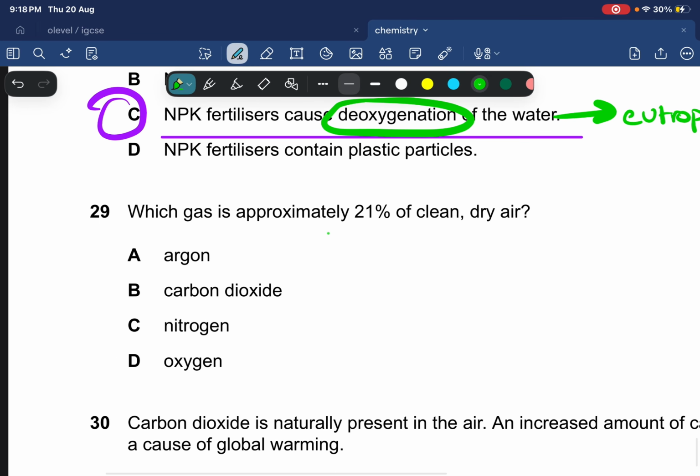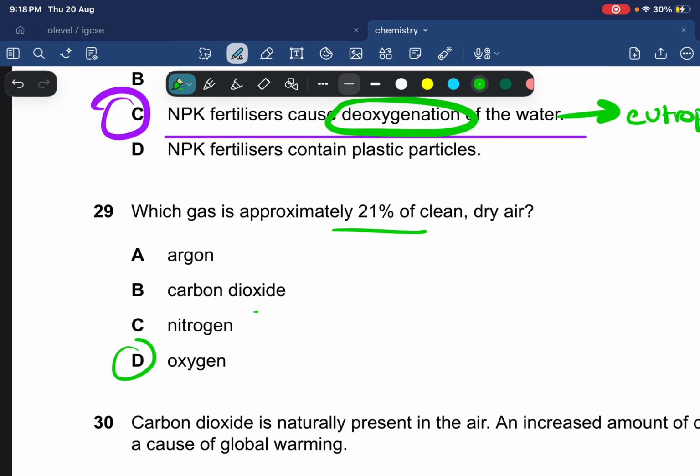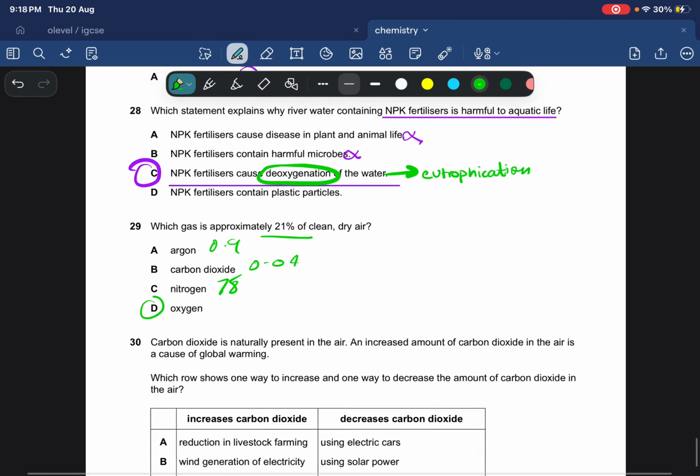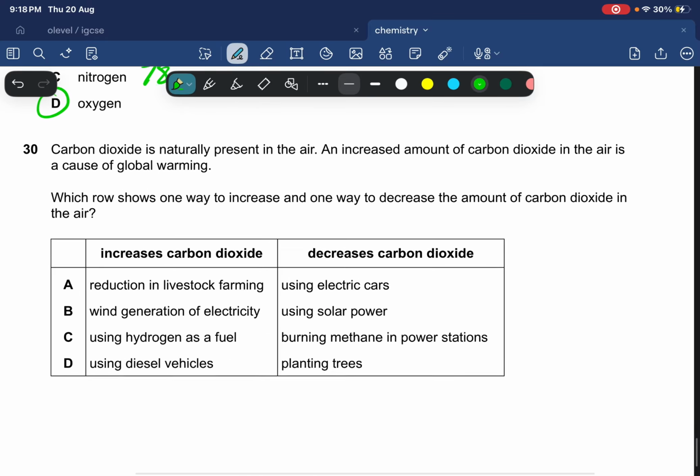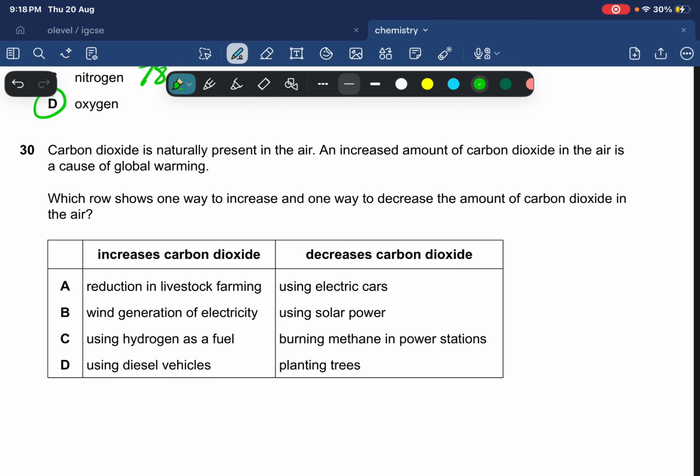Which gas? Approximately 21% is oxygen, nitrogen is I guess 78, carbon dioxide is 0.04, argon is almost 0.9. I don't know if I'm correct, but those are my guesses. Carbon dioxide is naturally present in air. An increased amount of carbon dioxide in air is causing global warming. That's correct. Increases in carbon dioxide are because of using diesel vehicles. Yeah, that's correct. Wind generation, no. Reduction in livestock farming. Reduction? I don't think that's correct. Decrease in carbon dioxide is because of planting trees. Makes sense? Easy.